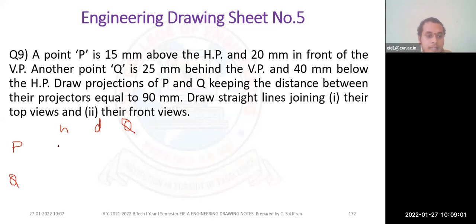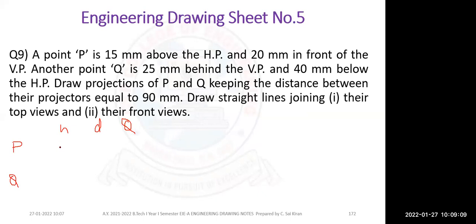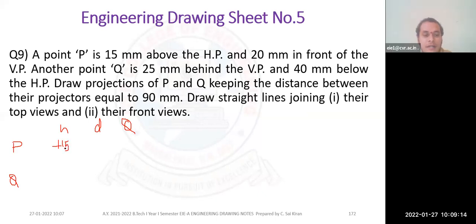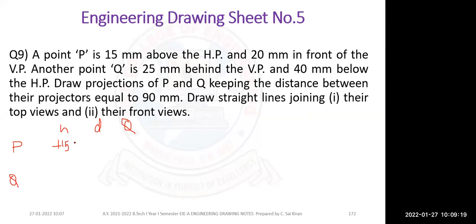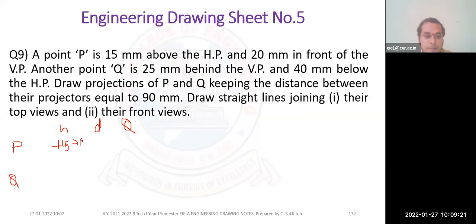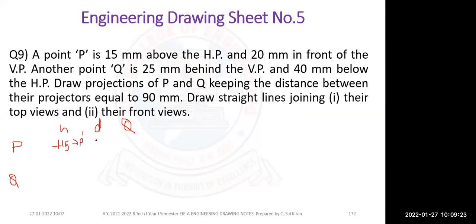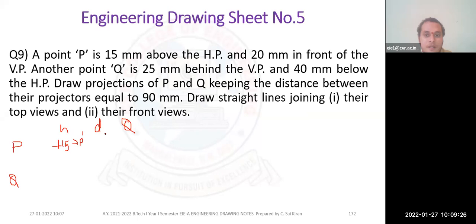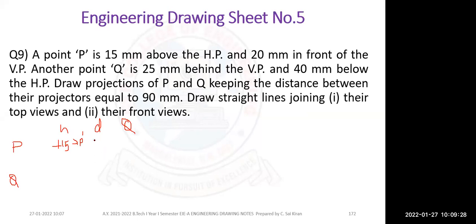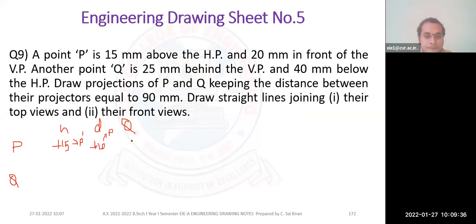So tell me, what is the value of H of P? Positive or negative? Plus 15. Positive. So what is the letter I need to write? Small letter, dash. Also I have to write p dash. Okay. For P, what is the value of D? Plus 20. What is the letter I have to write? Small letter p. Which quadrant is it? First quadrant.